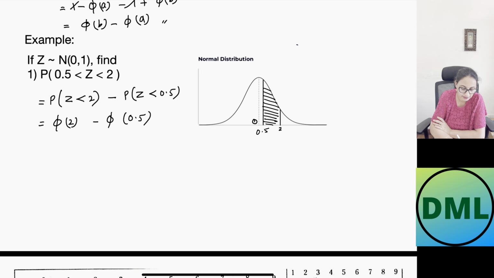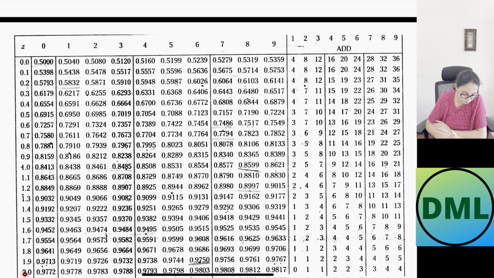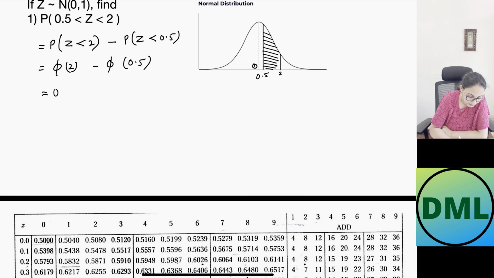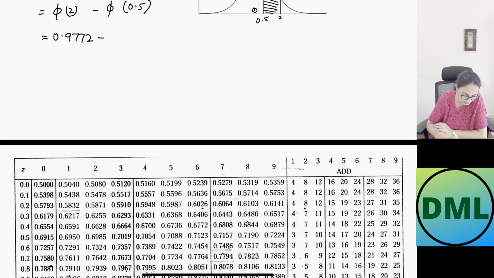I have to calculate the answer for phi of 2. Let's see the table here. Phi of 2 is 0.9772. Let's write the answer here. 0.9772 minus the 0.5 value. The 0.5 value is here, 0.6915. Let's write the answer here. 0.6915. If you subtract it, your answer will be equal to 0.2857. This will be your answer.